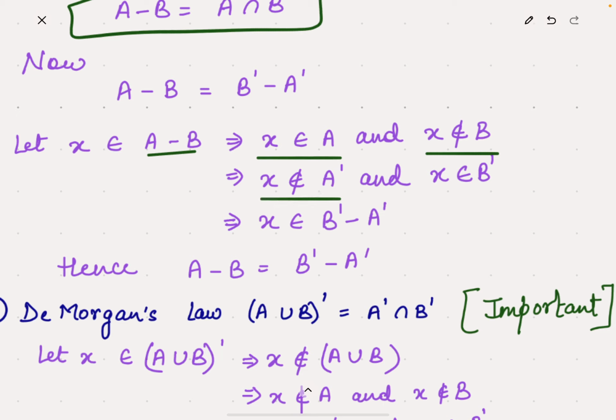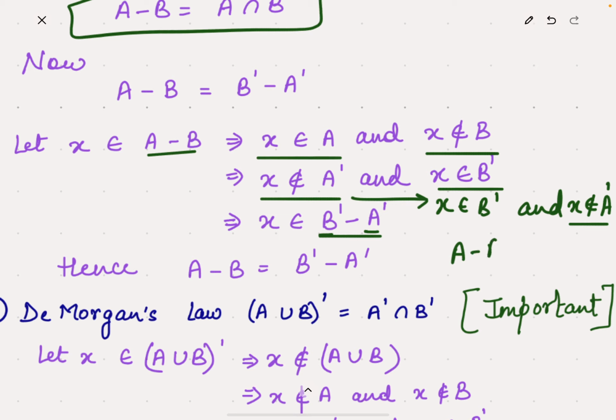So this is another implication. Now if x does not belong to B, that means x belongs to the complement of B. So we wrote it like this, and just swap this here, add one more step. x belongs to B dash and x does not belong to A dash. It means x belongs to B dash, but it does not belong to A dash. So we can write it like B dash minus A dash. So here we proved that A minus B is a subset of B dash minus A dash.